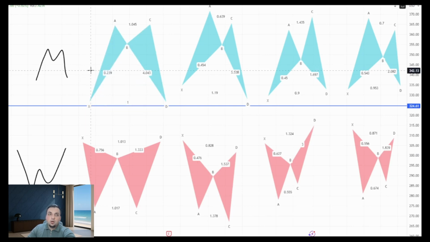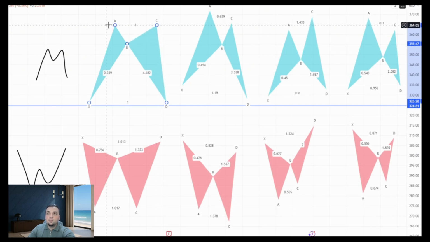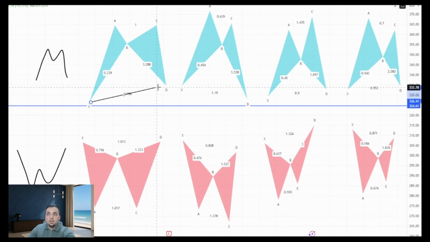Now, regarding the C, it can be higher than A, it can be lower than A, but it cannot be lower than B. In this case, the pattern is too crooked and it's not valid. It can also be equal to A. Regarding the D, it can be equal to X, it can be lower than X, and it can also be higher than X.